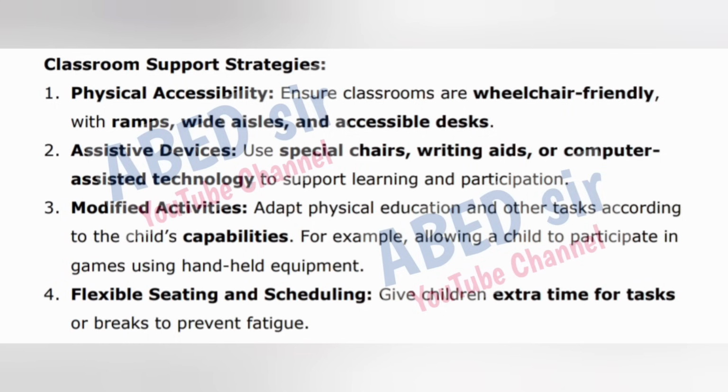Classroom support strategies. 1. Physical accessibility. Ensure classrooms are wheelchair-friendly, with ramps, wide aisles, and accessible desks. 2. Assistive devices. Use special chairs, writing aids, or computer-assisted technology to support learning and participation. 3. Modified activities. Adapt physical education and other tasks according to the child's capabilities. For example, allowing a child to participate in games using handheld equipment.